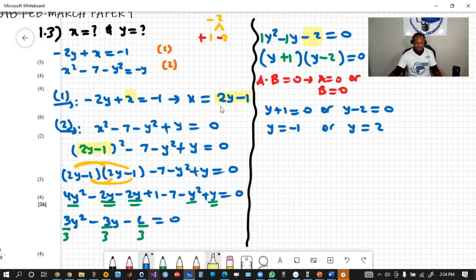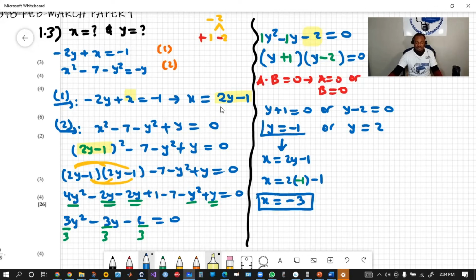Here, we have x is equal to 2y minus 1, and then we can sub in the value of y. The value of y, which is -1, makes x equal to -2 times 1, which is -3. So this tells us that when y equals -1, x is equal to -3.